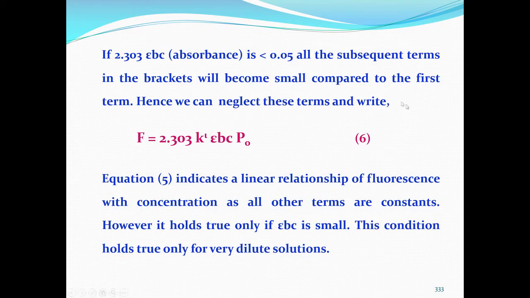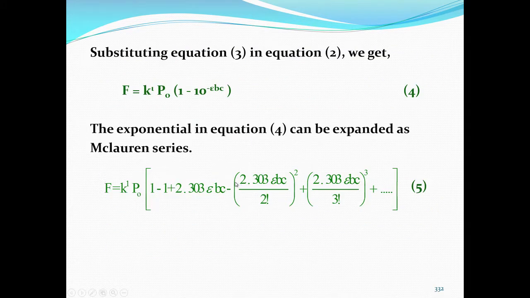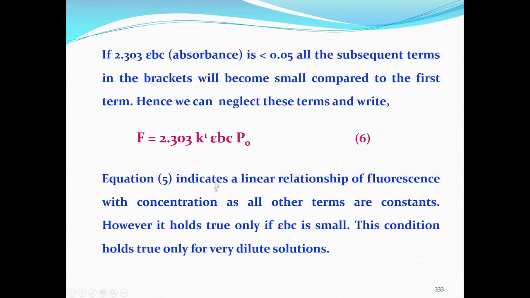So, in this equation, 2.303 into epsilon bc, the absorbance, if it is less than 0.05, all the subsequent terms in this bracket, that is the square terms and cube terms, become negligible. If you square 0.05, it will become 0.0025. If you cube it, 0.000125, like that, they become negligible. This 1 and 1 will cancel, and what we will be left with is 2.303 into k dash into epsilon bc into P naught.